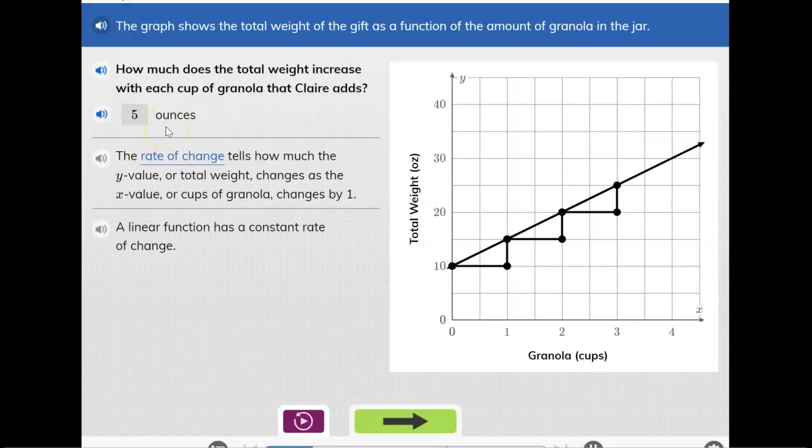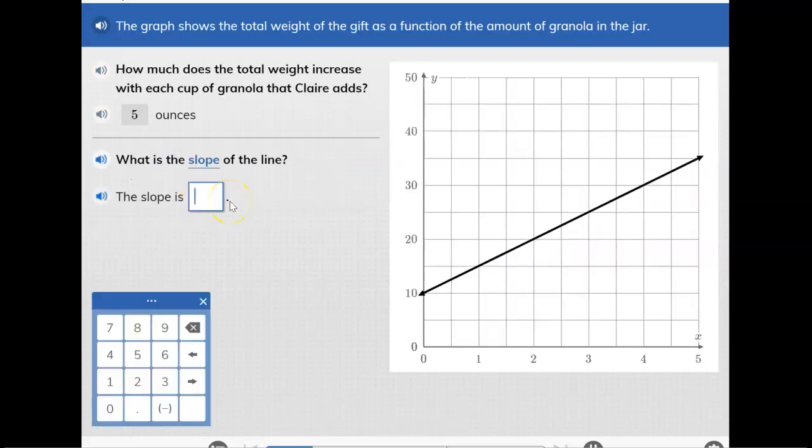So we have this constant rate of change because as we go over 1, we go up 5. Over 1 full, we go up 5. Over 1 full, we go up 5. And that's why it's linear. It's got a constant rate of change. The slope of the line is the same thing as the rate of change. It is 5. It's positive 5.